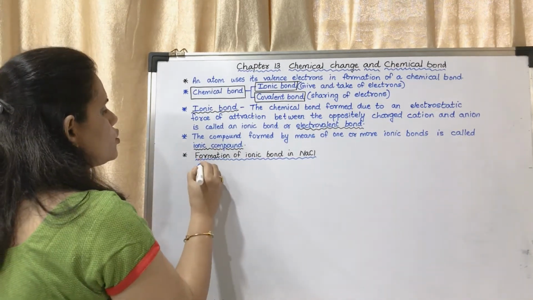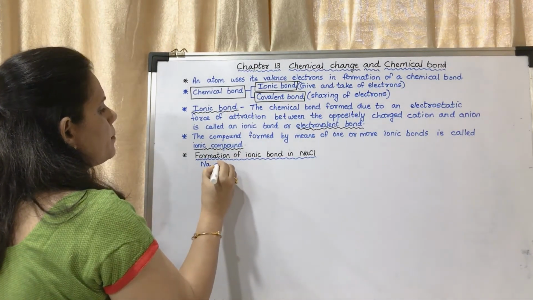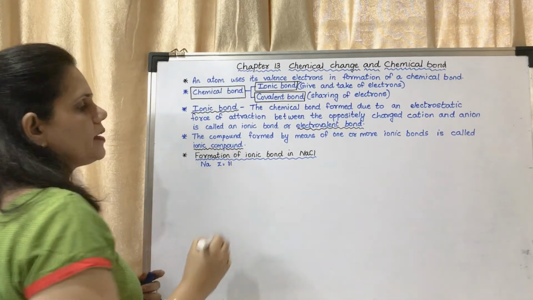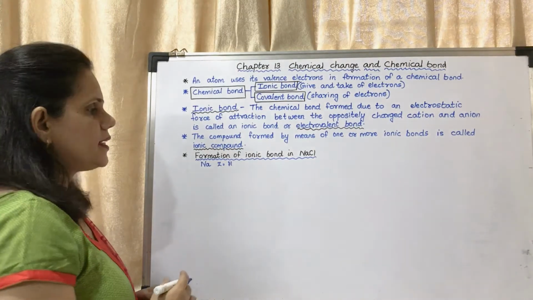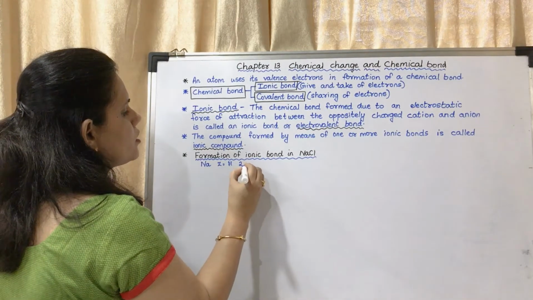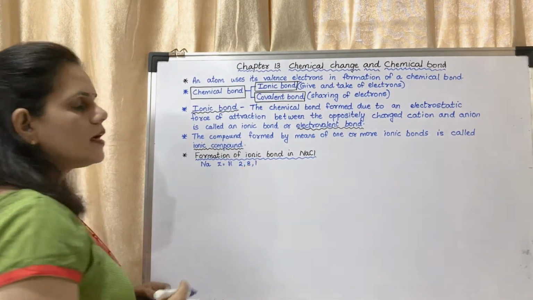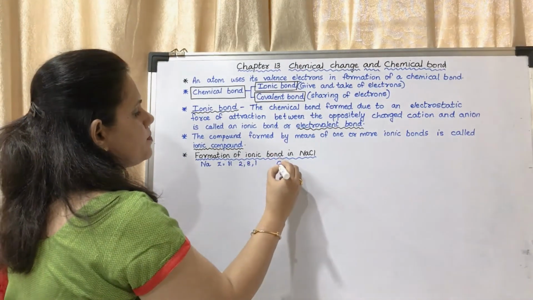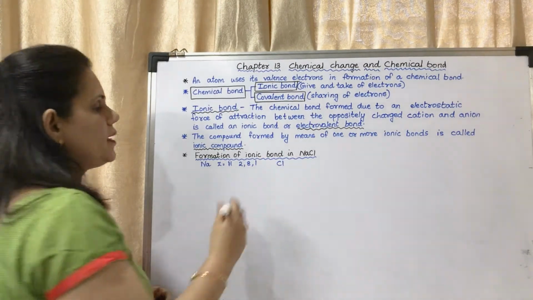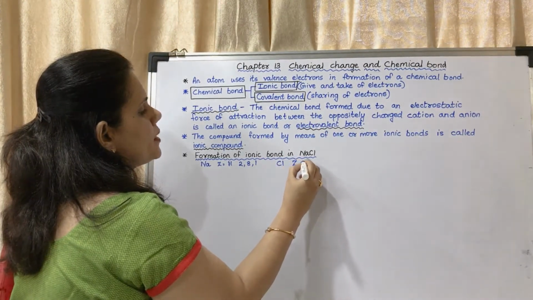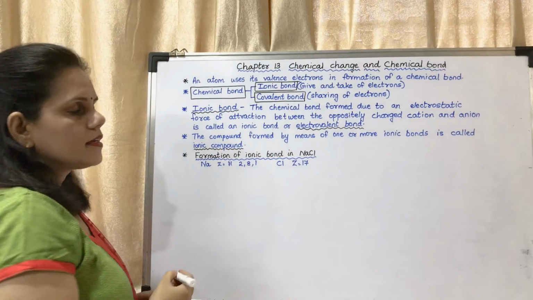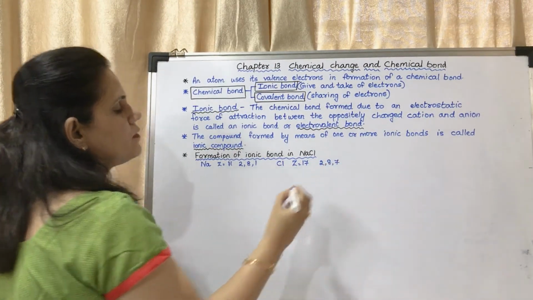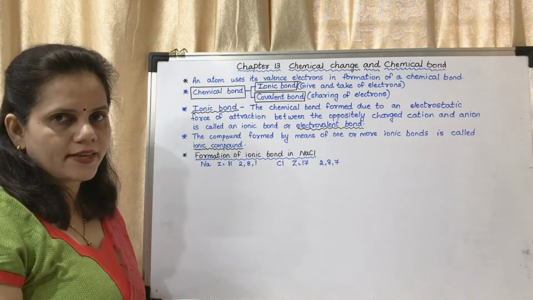We know that sodium, its atomic number is 11. What will be its electronic configuration? Its electronic configuration is 2, 8, 1. The other one is chlorine. Its atomic number is 17. What will be its electronic configuration? Its electronic configuration will be 2, 8, 7.